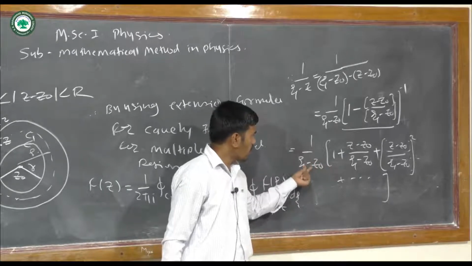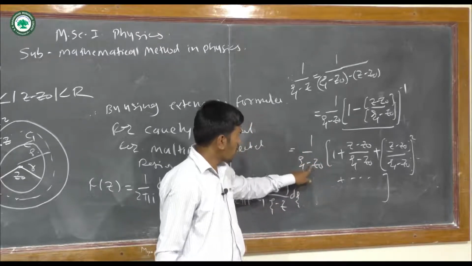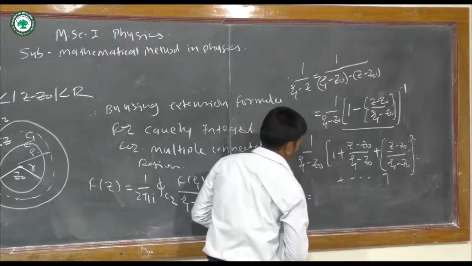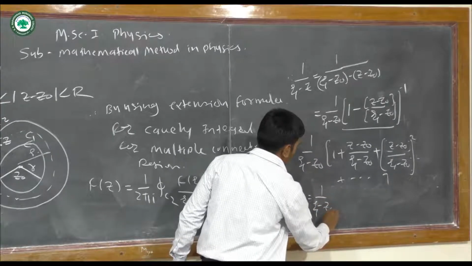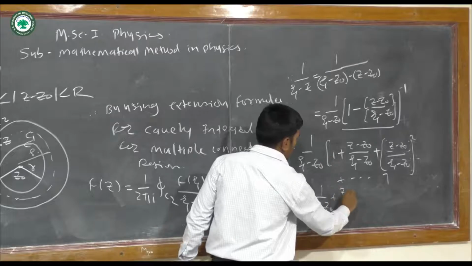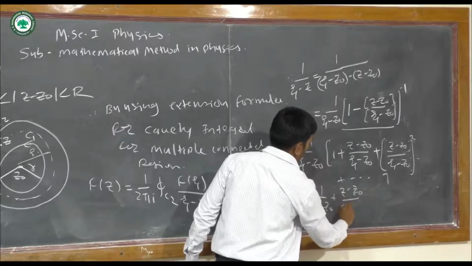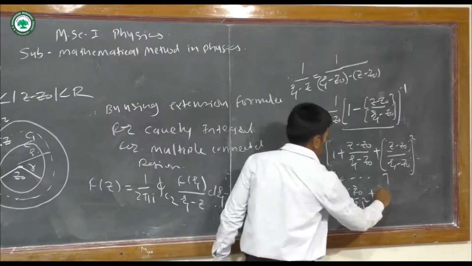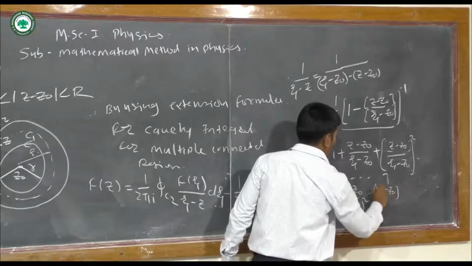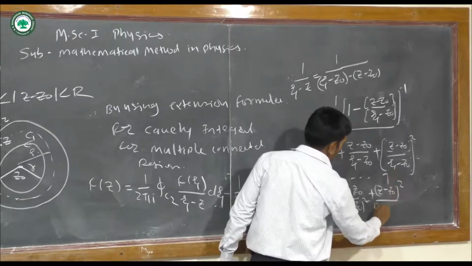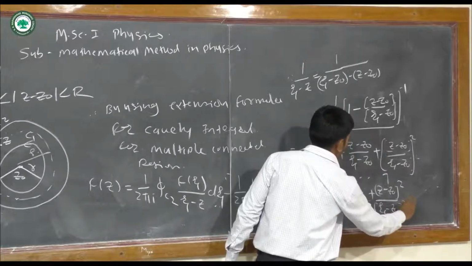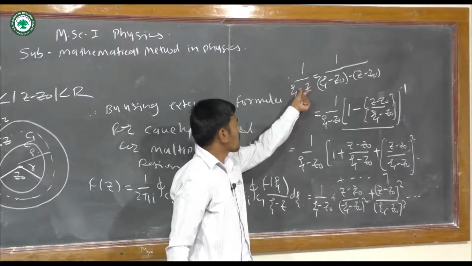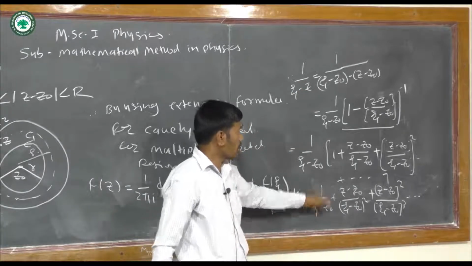After multiplying by 1 by psi minus z naught, this becomes 1 by (psi minus z naught) plus (z minus z naught) divided by (psi minus z naught) square, plus (z minus z naught) square, and if we multiply, the power becomes psi minus z naught cube, and so on. This is the expression for this.